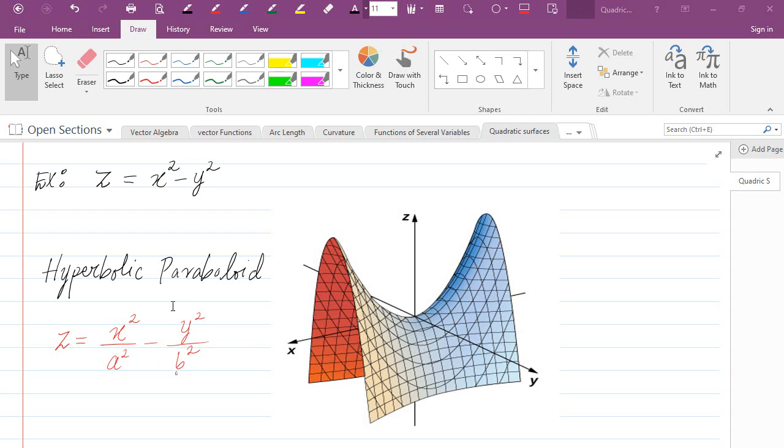Okay, so that's all I want to say about this surface. In the next video, we will be looking at the Maple commands for drawing these quadric surfaces.